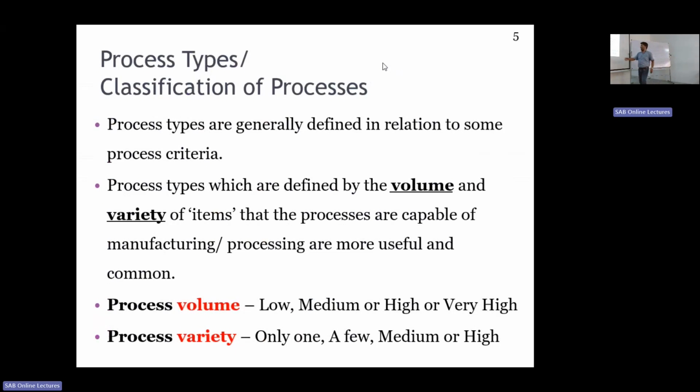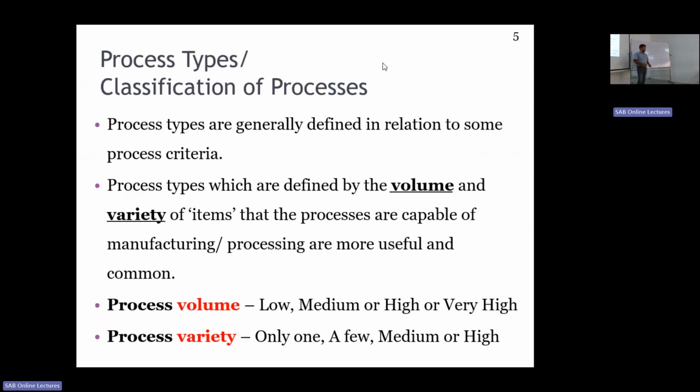Some processes can produce a large quantity, very large. Whereas some processes can produce lower than that but large, high volume. Some processes volume is medium, whereas some other processes of which the volume is very low. That is one criteria to classify processes. Hope that is clear. If you don't understand this, you don't understand the rest. So depending on volume, we can classify processes. Clear?